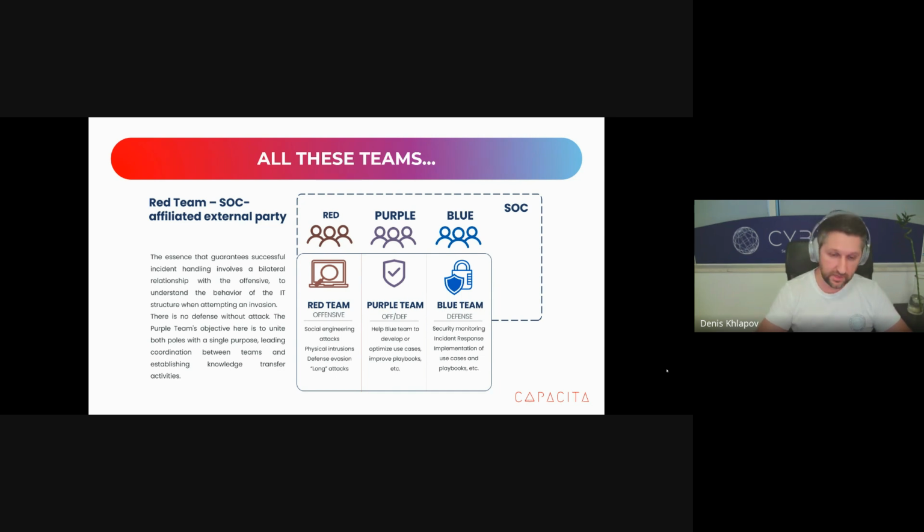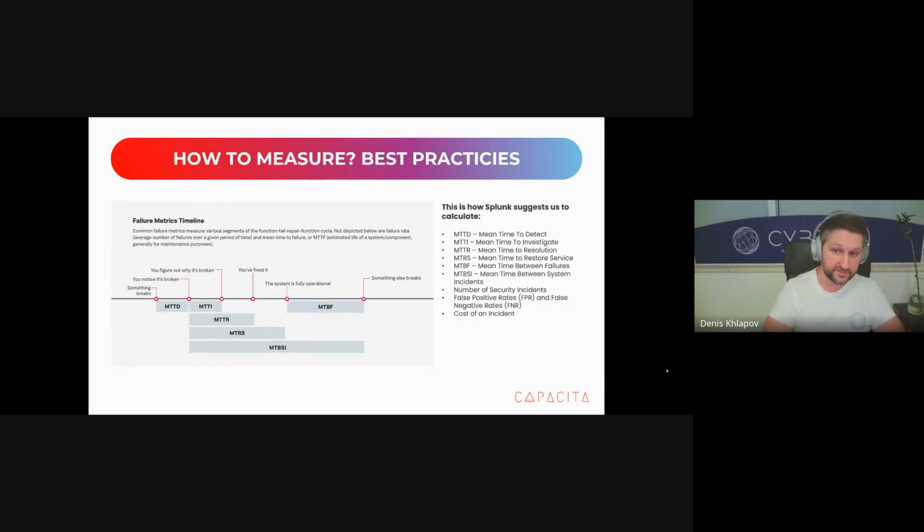So, can we consider it as a measure of effectiveness of our SOC? No, I would say no. What, for example, does Splunk suggest we calculate as metrics? It's actually a very common approach. If you open any SANS report, there is an annual SANS report about SOC, they consider these metrics for SOC as well. So it's quite a common thing. It's mean time to detect, mean time to investigate, or mean time to respond or to contain, whatever. So it's some kind of life cycle of an attack.